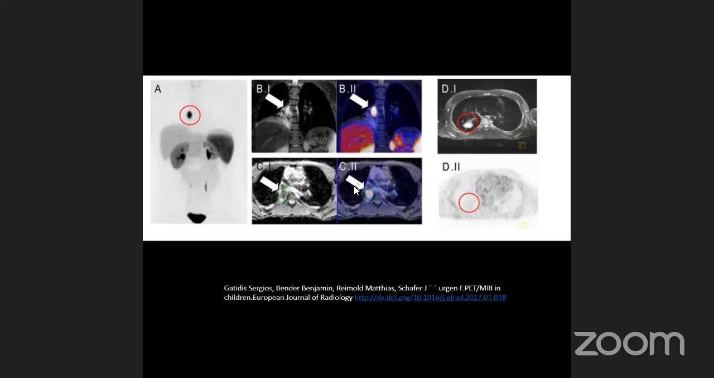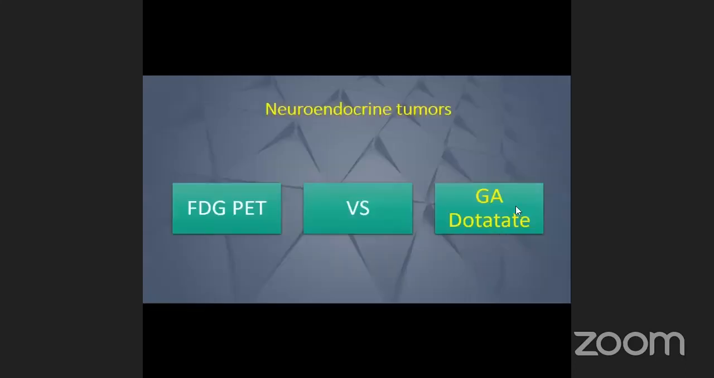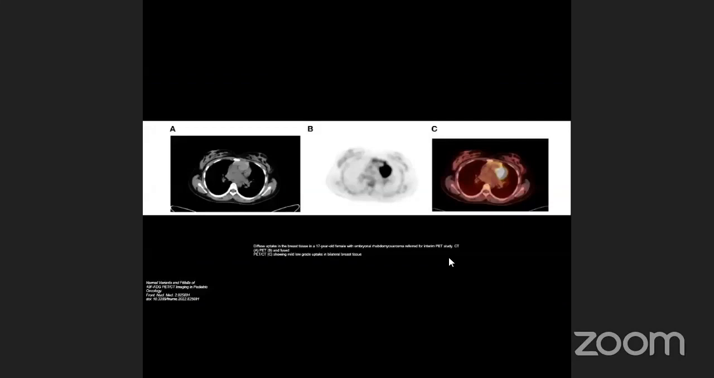So what could this tracer be? What's the name of this tracer? It is something called gallium dotatate. Usually, we use this gallium dotatate for the well-differentiated tumors like carcinoid, and the FDG PET for something that doesn't take up the gallium dotatate, so it will be not well differentiated. Okay, so this is again the same idea.